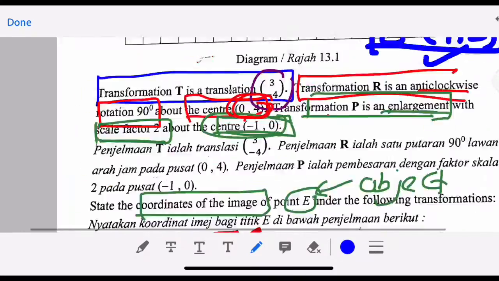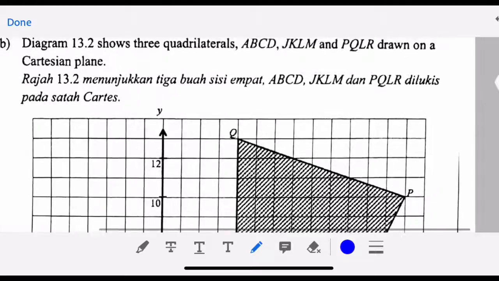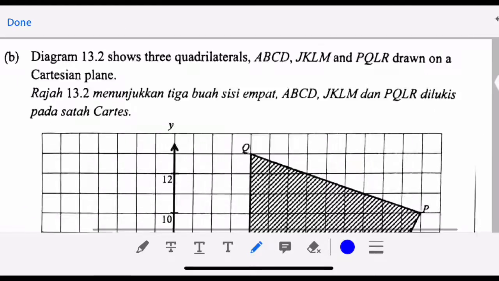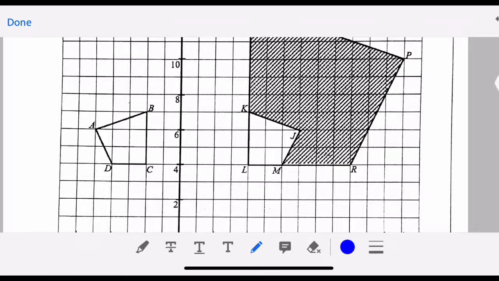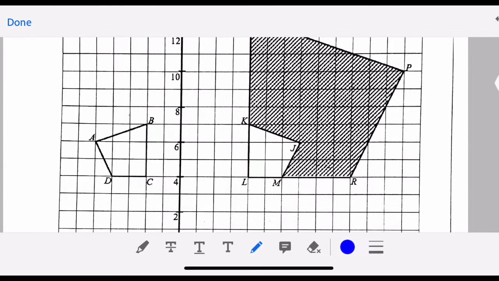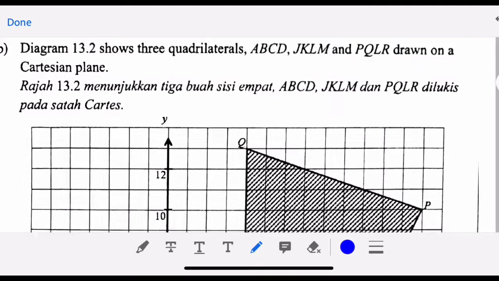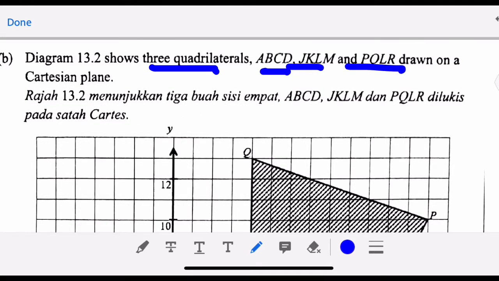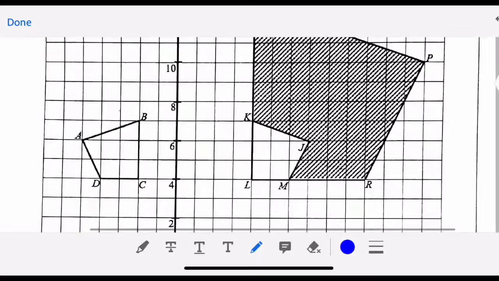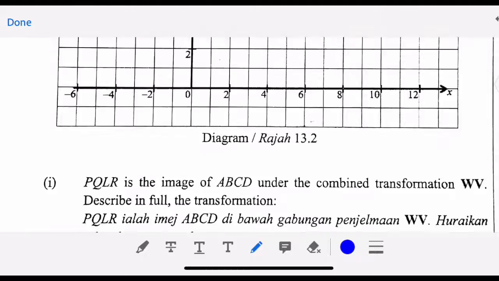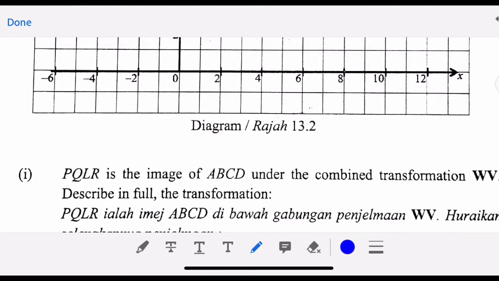Now we want to solve another one, which is more challenging. You see, this one they have given you three things. One of them is the object, and 2 of them will be images, right? So let's read the question, which one is the object, and label. We have three quadrilaterals ABCD, JKLM, PQRS drawn on the Cartesian plane. They didn't tell us which one. Here they will tell: PQRS is the image of ABCD.